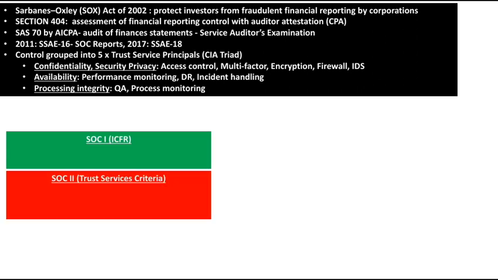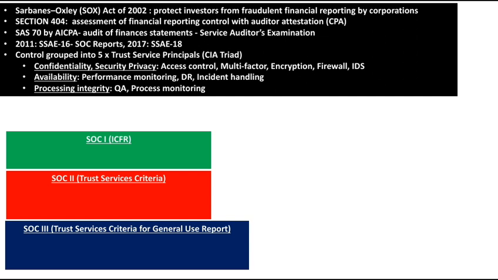So there are three types of SOC reports, that is SOC 1, SOC 2 and SOC 3, and there are two levels of SOC 1 and SOC 2 reports. The first level is type 1 and the second level is type 2. So a SOC 1 can be a SOC 1 type 1 report, or it can be a SOC 1 type 2 report, and similarly SOC 2 can be a SOC 2 type 1 report and a SOC 2 type 2 report.